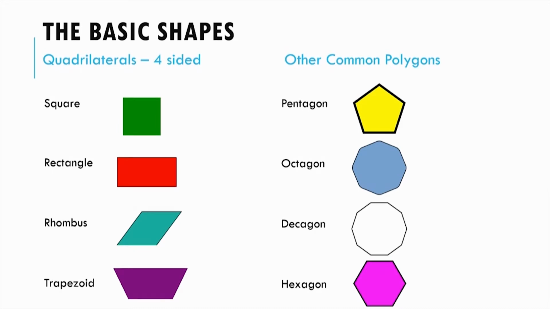And then on the right-hand side, you just have some other common polygons. You have your 5-sided pentagon, 8-sided octagon, 10-sided decagon, and hexagon is 6-sided.